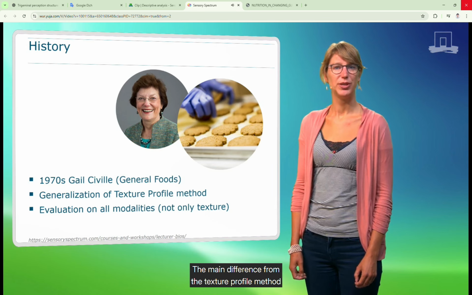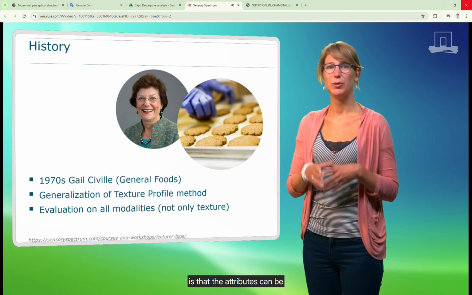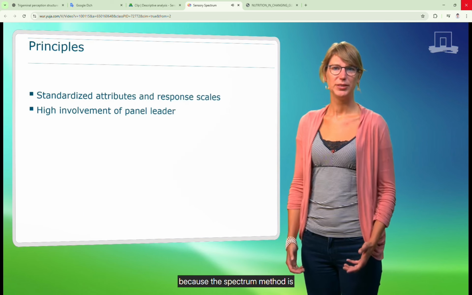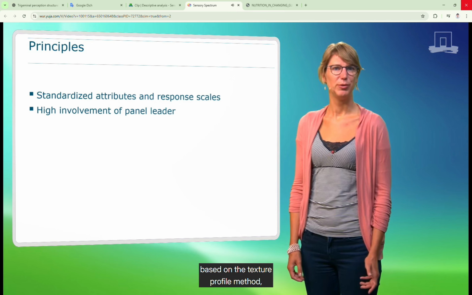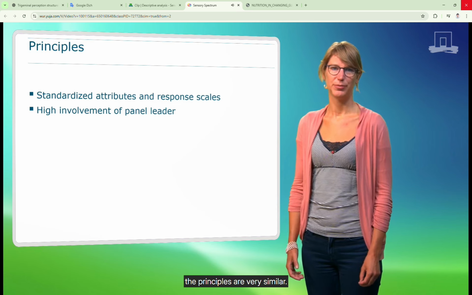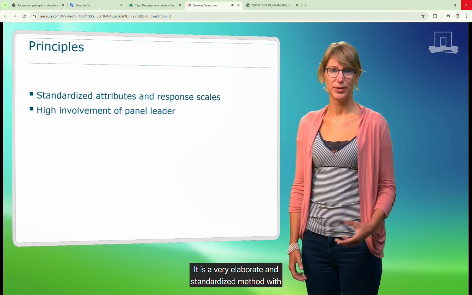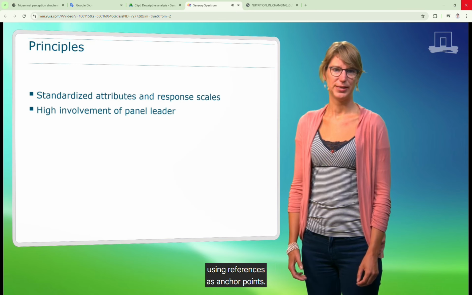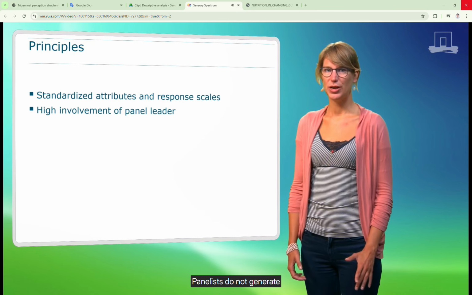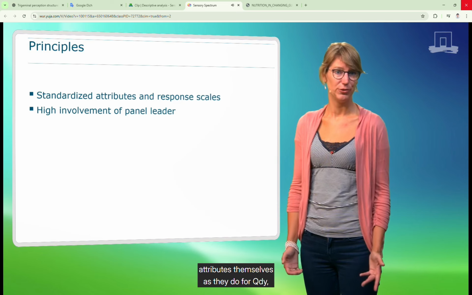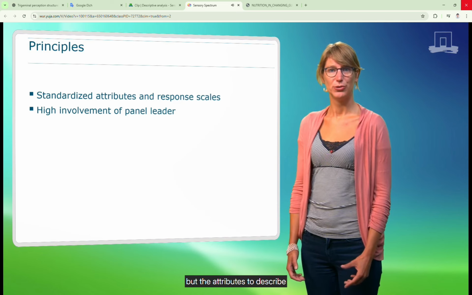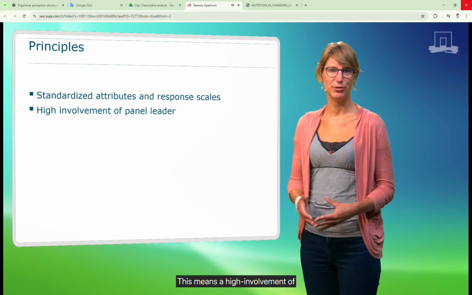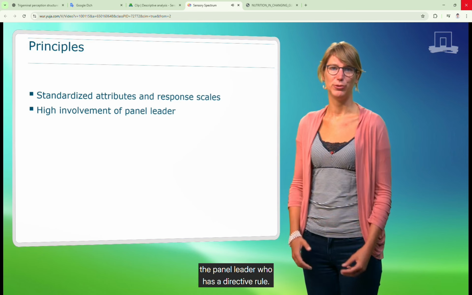The main difference from the texture profile method is that the attributes can be from all sensory modalities, not only related to food texture. Because the Spectra method is based on the texture profile method, the principles are very similar. It is a very elaborate and standardized method with fixed vocabularies and standardized scales using references as anchor points. Panelists do not generate attributes themselves, as they do for QDA, but the attributes to describe the products are fixed and chosen beforehand. This means a high involvement of the panel leader who has a directive role.